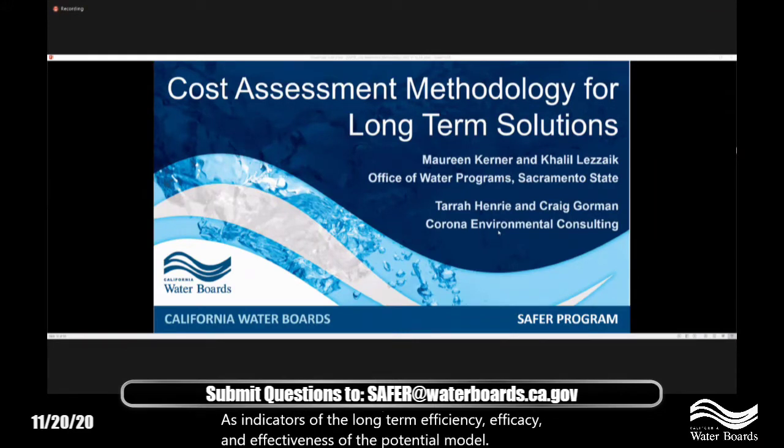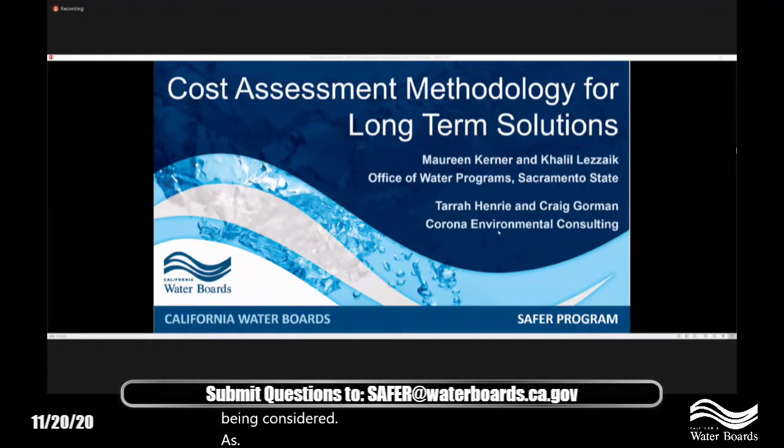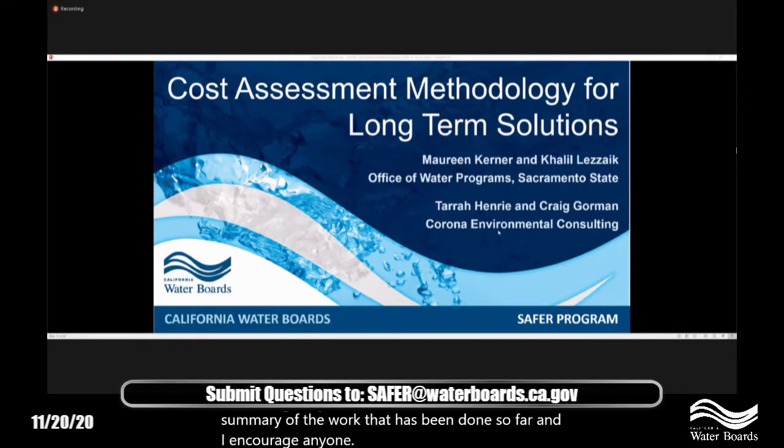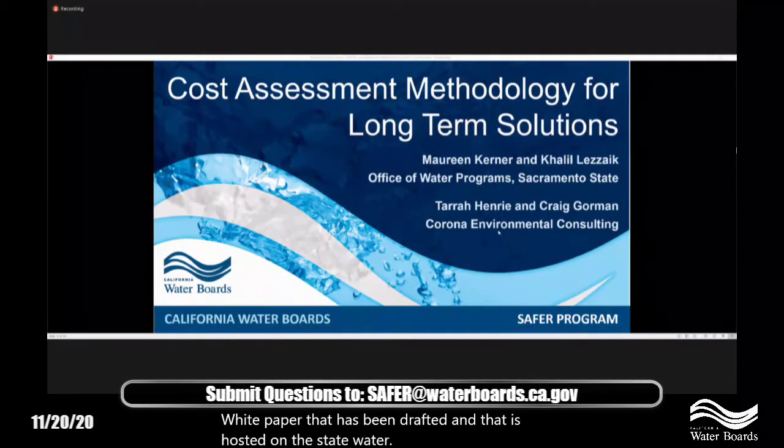Another goal, of course, is to gather public feedback on the proposed list of metrics that could then be considered for refining the assessment further and for potentially incorporating additional metrics in the future. I would like to note that I'll be presenting a summary of the work that has been done so far, and I encourage anyone who's interested in more details to refer to the companion white paper that has been drafted and that is hosted on the State Water Board website.